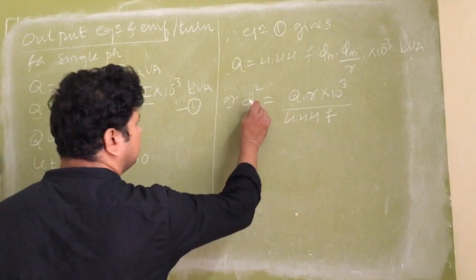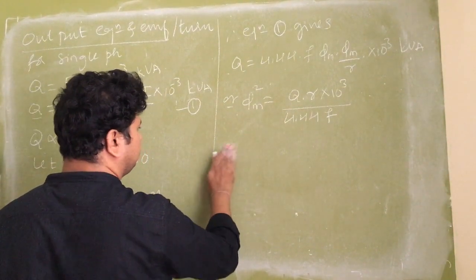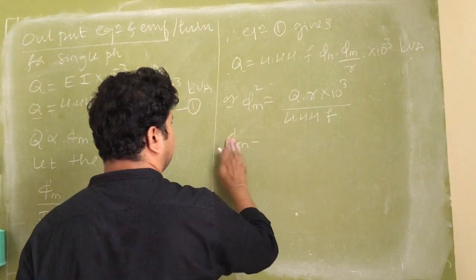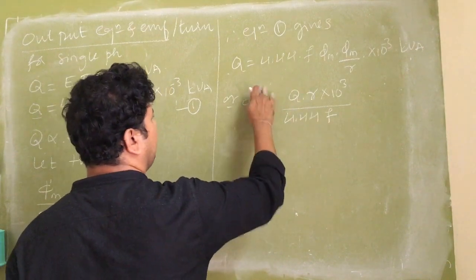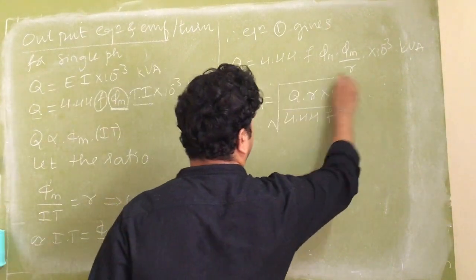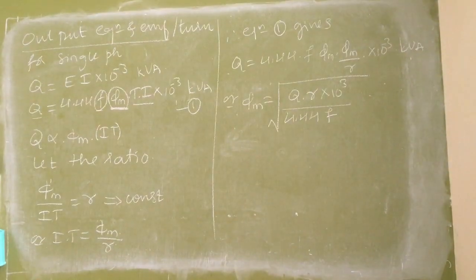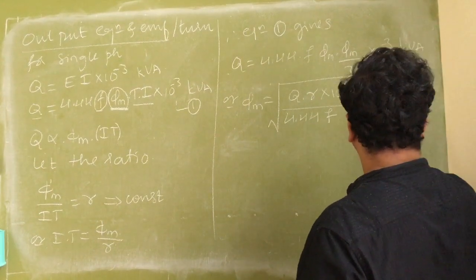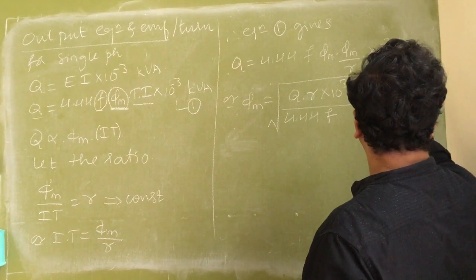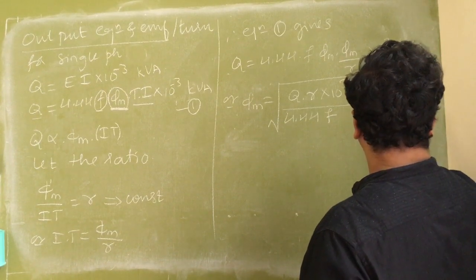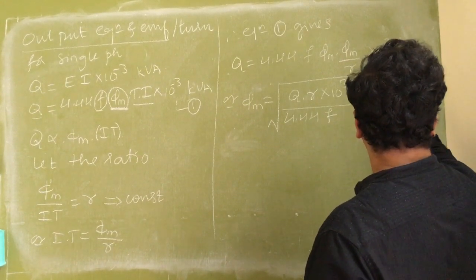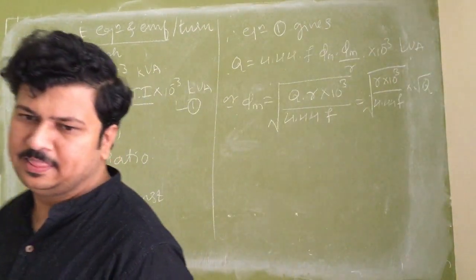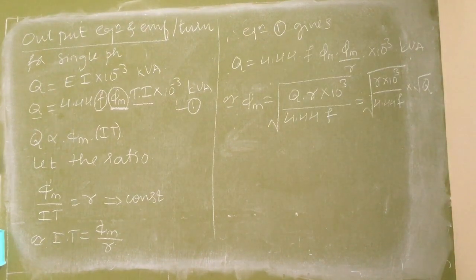Or I can write flux phi m is equal to, phi m square is this, so phi m will be under root this value. I will rewrite this as under root R into 10 to the power 3 divided by 4.44 F into root Q. I will take root Q outside.